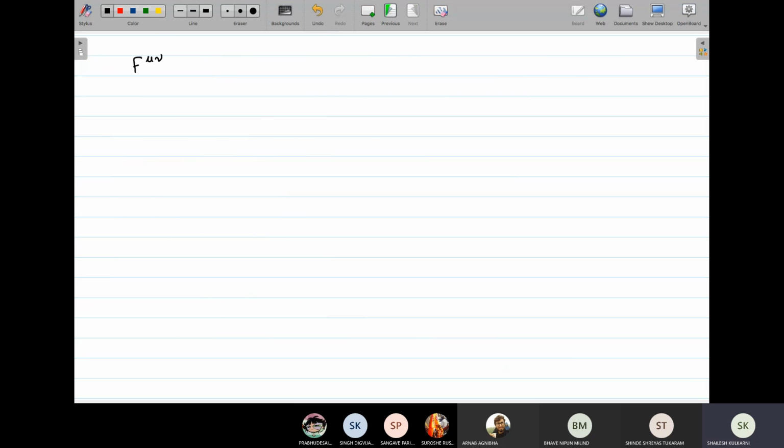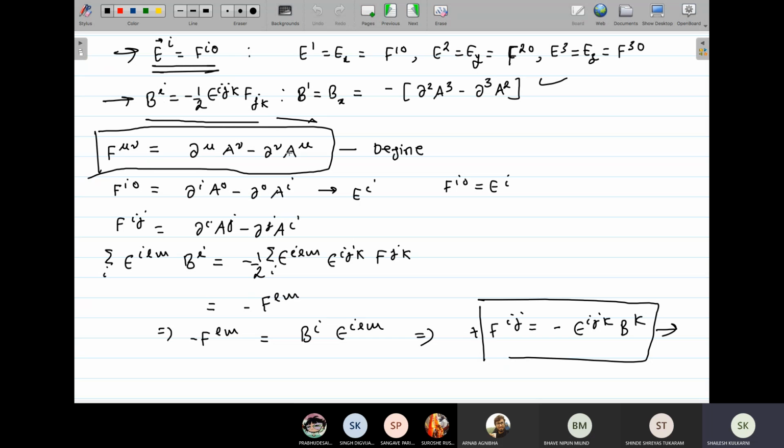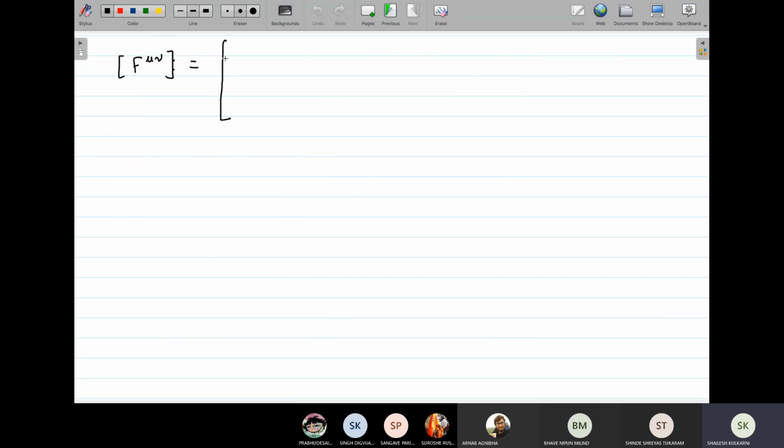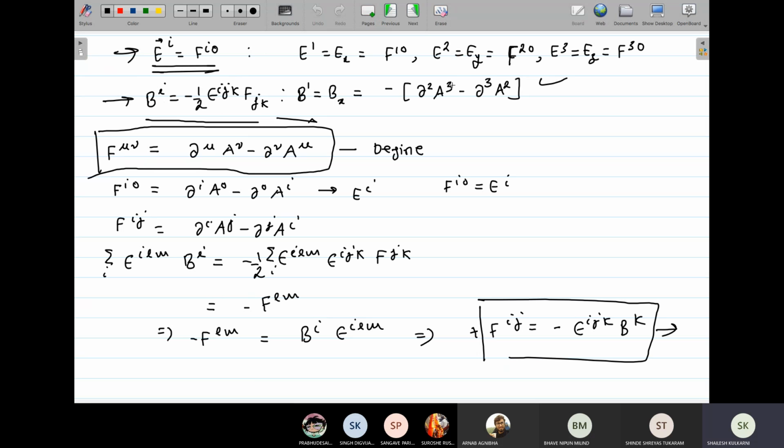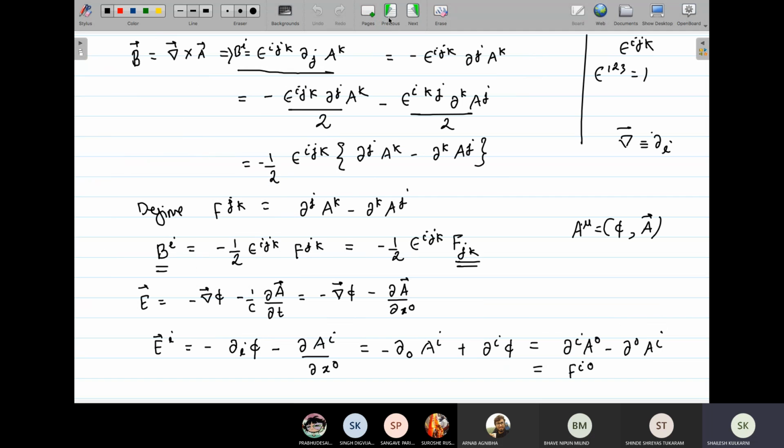F mu nu as a matrix. F00, since by definition it is antisymmetric, all the diagonal components will be 0. And the way I define Fi0: Fi0 is del i A0 minus del 0 Ai. Then what will be F0i? F0i will be minus of Fi0, right? So F mu nu is an antisymmetric matrix.